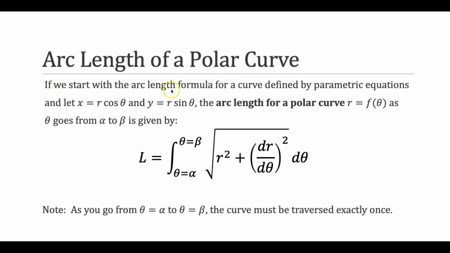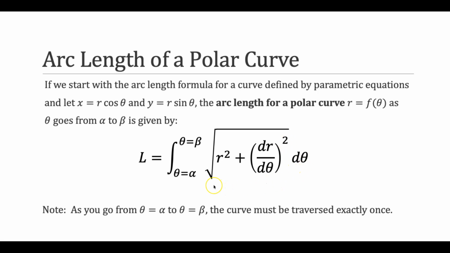If we start with the arc length formula for a curve defined by parametric equations and let x equal r cosine theta and y equal r sine theta, the arc length for a polar curve r equals f of theta, as theta goes from alpha to beta, is given by L is equal to the integral from theta equals alpha to theta equals beta of the square root of the quantity r squared plus dr d theta squared d theta.